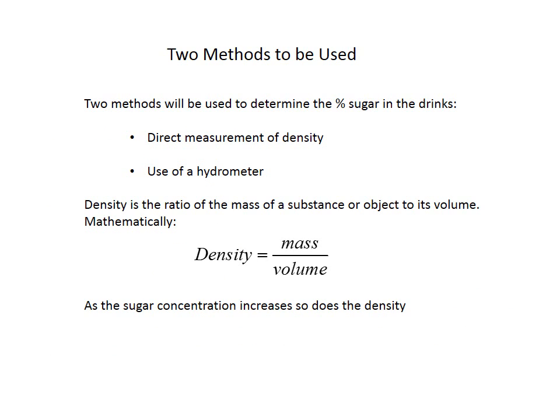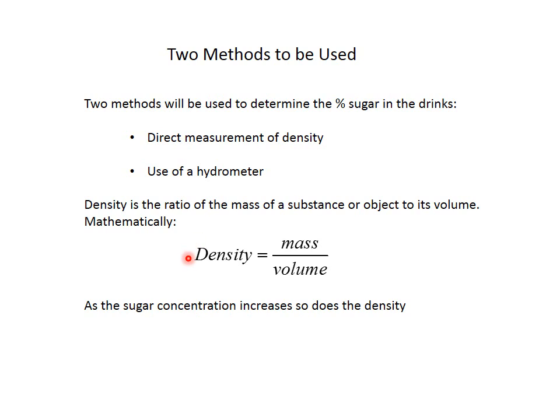We'll be looking at two methods. One is the direct measurement of density, which is pretty simple. Density is just mass over volume, so if I measure mass and volume I can find that directly. The other one is using something called a hydrometer, which is used in different places, sometimes in batteries in cars, all sorts of different applications for hydrometers that measure density. And then that, in this case, will relate back to our percent sugar.